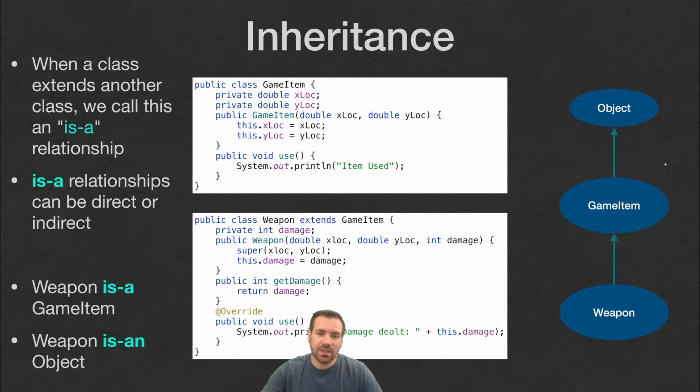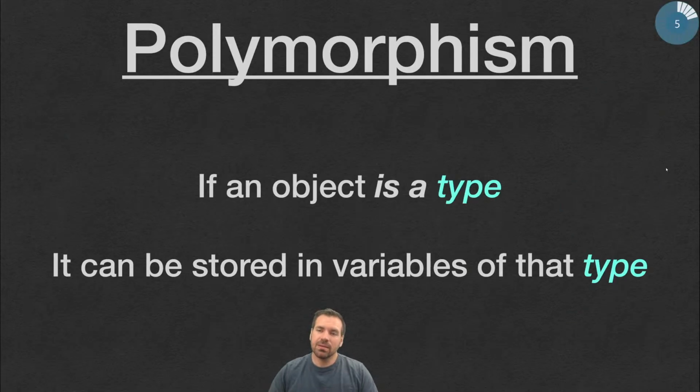So polymorphism means, what polymorphism does for us is that when an object is a type, it can be stored in variables of that type. One of the few slides I'll read verbatim. If an object is a type, so if it has that is-a relationship, that extends relationship, that inheritance relationship with another type, its objects can be stored in variables of that type.